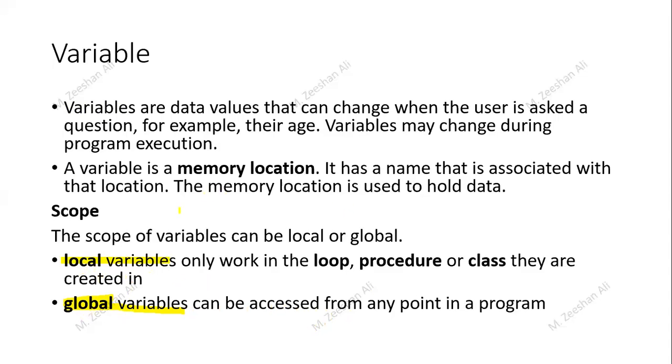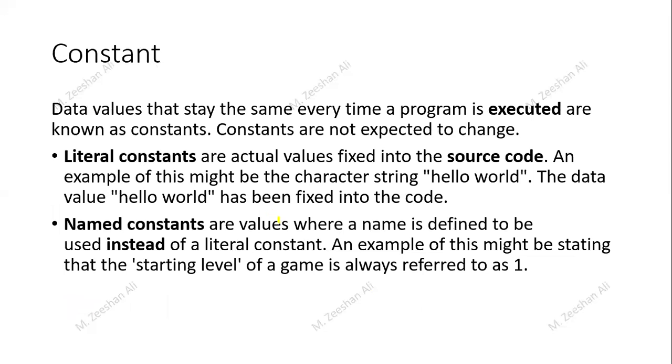So what is the summary of the variable? A variable is just a memory location in which we can store some value, and that value can be changed during the execution of the program. Okay, let's move to the second data structure, that is constant. As the variable can be changed during the execution of the program, the constants cannot.